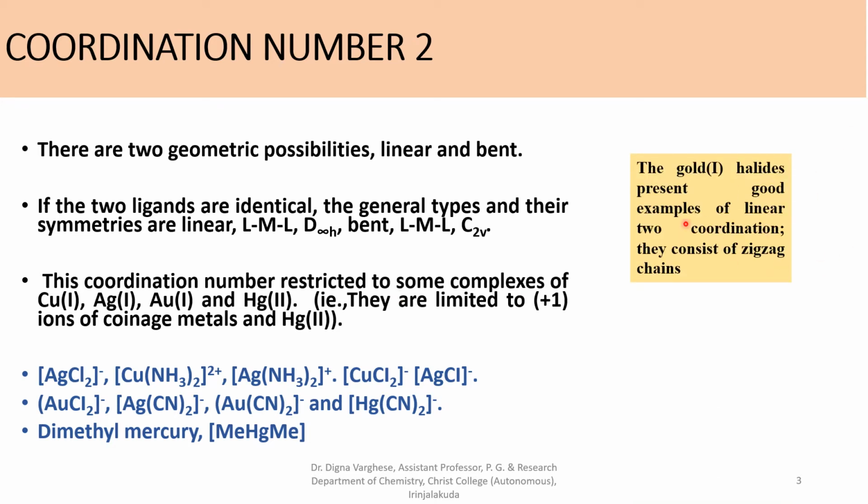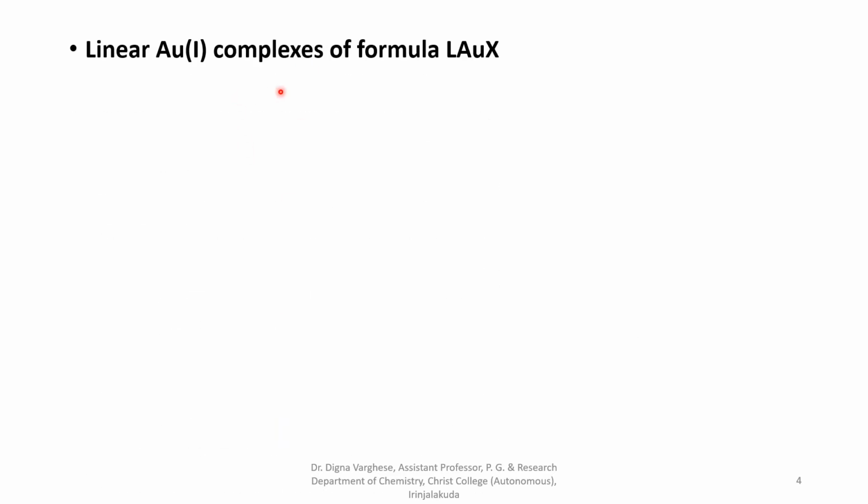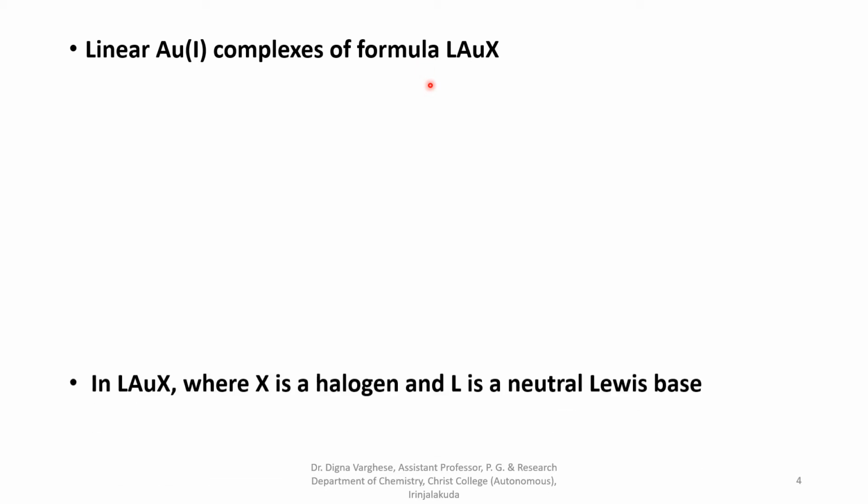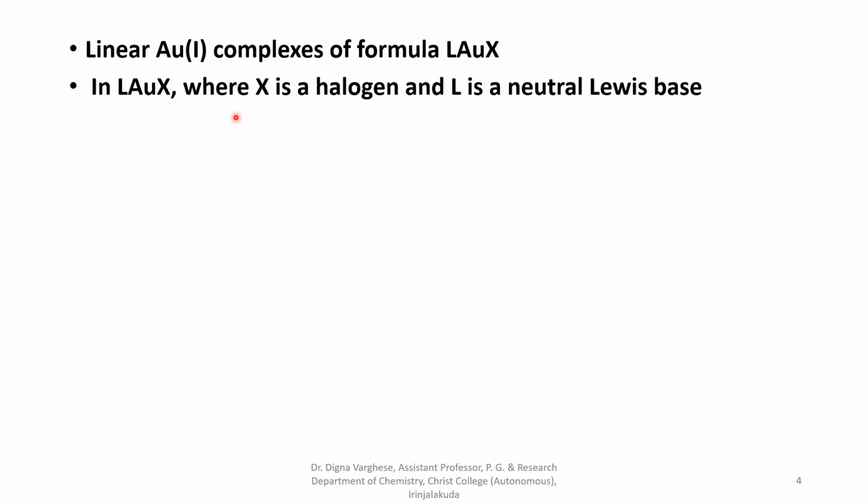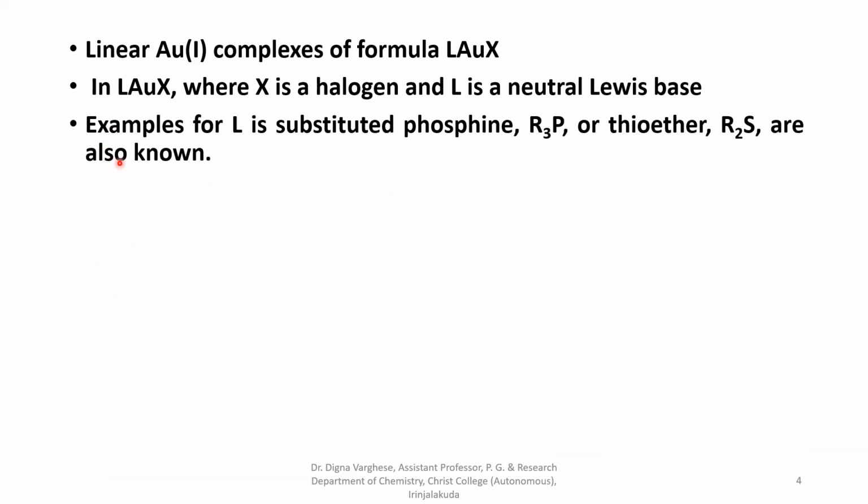Here you can see the gold(I) halides, that is AuCl2-, present good examples of linear 2-coordination. They consist of zigzag chains. Its structure is like this, zigzag chains. Linear gold(I) complexes have the formula of the type LAuX, where X is a halogen atom and L is a neutral Lewis base. Examples for L are substituted phosphine R3P or thioether R2S.